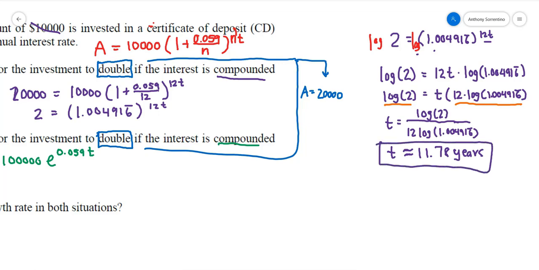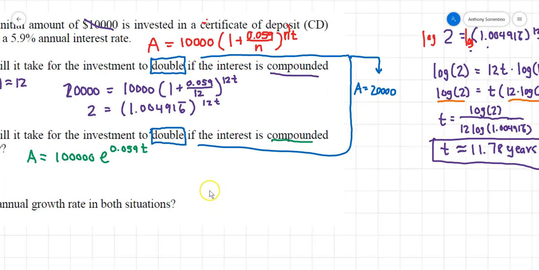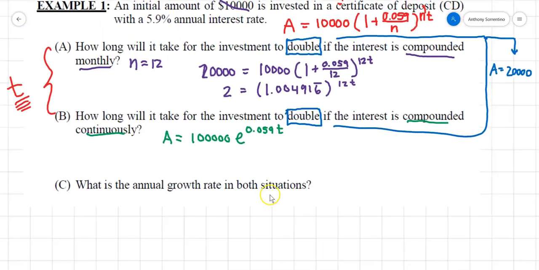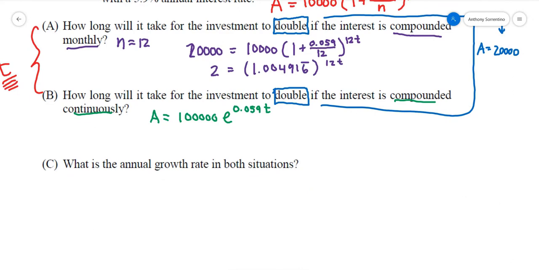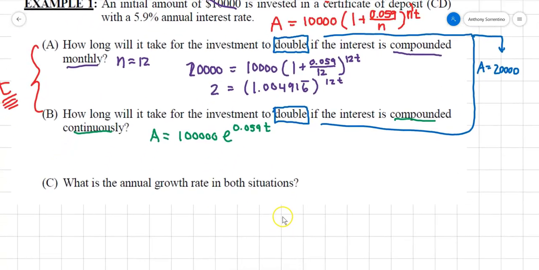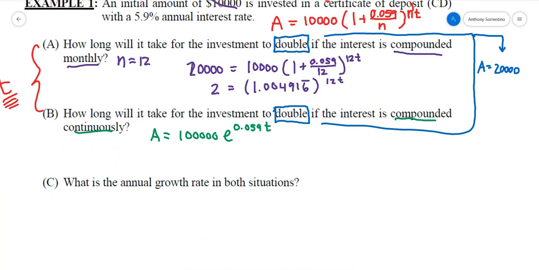Now, compounded continuously. Compounded monthly, if you remember when we were talking about that, once I'm up to this point here, there's not much of a difference between monthly to daily, to hourly, and things like that. So I'm not expecting a huge difference between having it compounded monthly versus compounded continuously. I would expect the answer for part B to be maybe slightly shorter than 11.78 years, but it's not going to be probably significantly so.